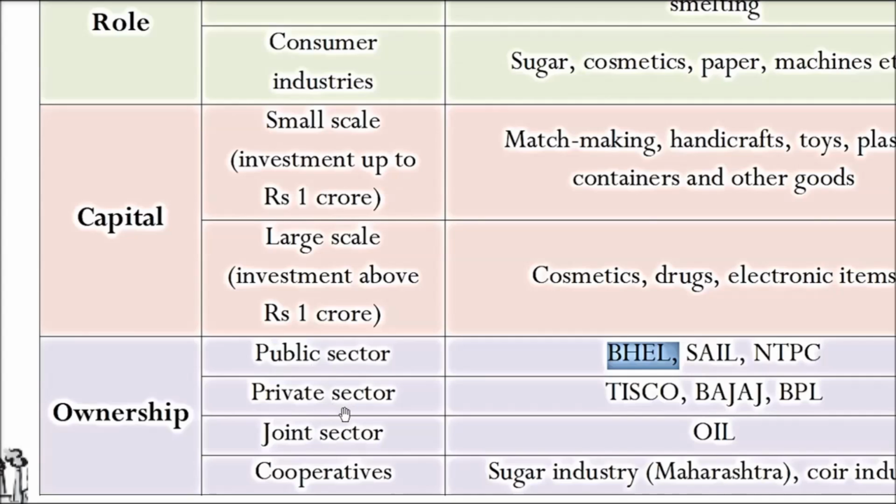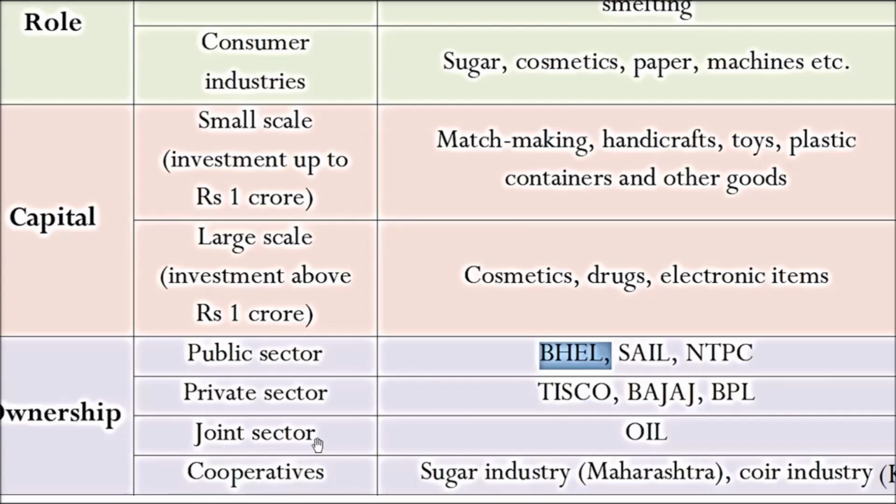Then we have the private sector. Private sector means a single person or a group of people like industrialists. They are holding the key to the administration, or you can say they are the heart and soul of these companies, like Tisco, Bajaj, BPL. There are so many examples. Then we have the joint sector. When public and private combine, they get together and have stakes in an industry, then we call it a joint sector. Like Indian Oil.